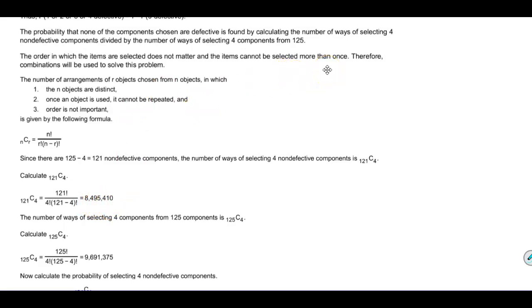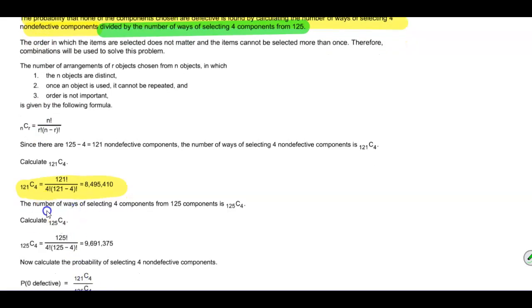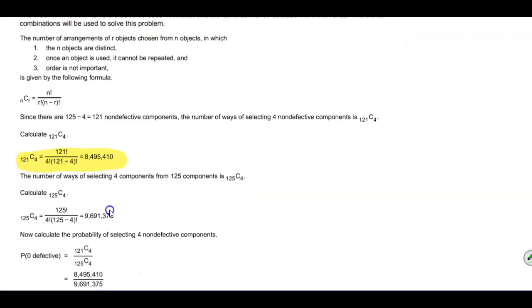And so again, going back up, it's saying here that we want to find the probability that none of the components are defective, which is defined by calculating the number of ways of selecting 4 non-defective components. So we've done that here. Now the second part is that we need to divide it by the number of ways of selecting 4 components from 125.